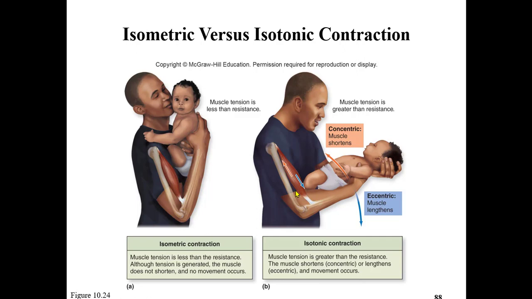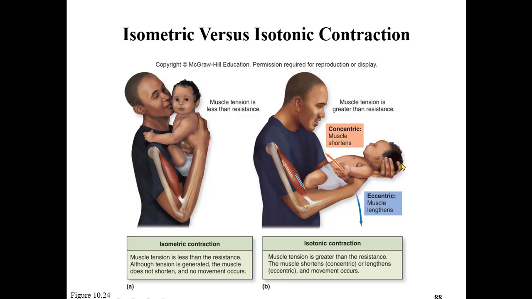So when you're lifting weights up and then down, up and then down. If you're doing a bicep curl and you're lifting the weight up to your shoulder and then away from your shoulder, like he's doing with the baby here in this picture. Now we have two stages of isotonic where the muscle length changes. The first stage is muscle shortening, and that's concentric. When the muscle length is lengthening, that's eccentric. You will need to know that.